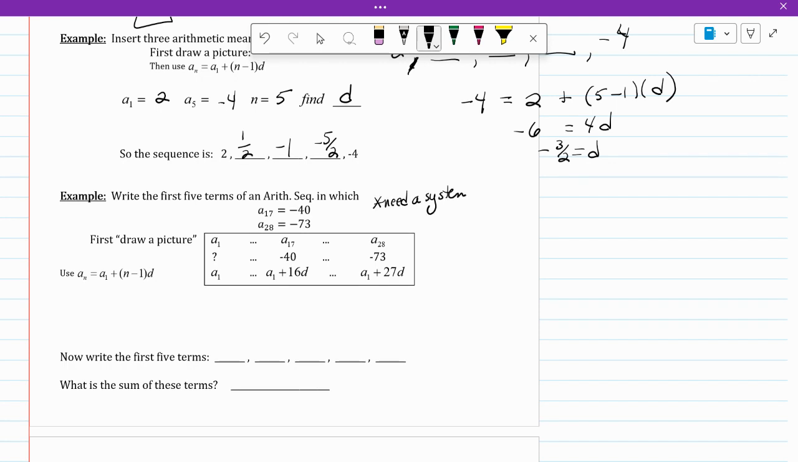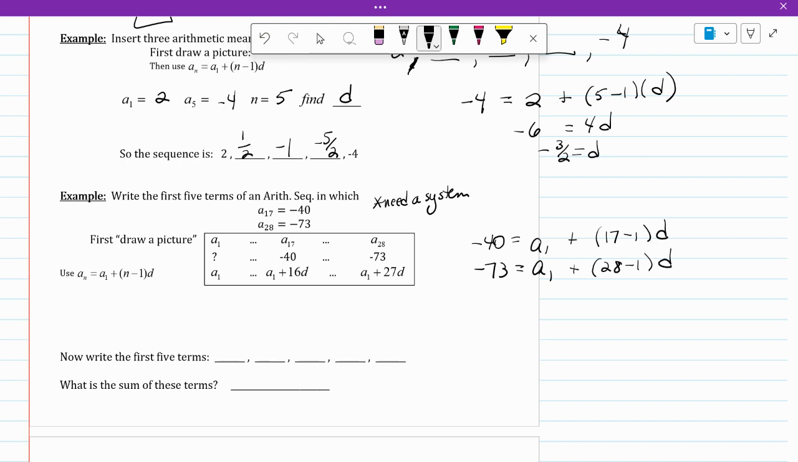So they give me a sub 17. So a sub 17 is equal to, let's see, the first term. I do not know the first term. So I'm going to put a sub 1 plus, I know the n because they gave me a sub 17. So that's 17 minus 1, and I don't know the difference. But then they also gave me negative 73 is the 28th term. So a sub 28, which is negative 73, is equal to, once again, I don't know the first term, plus, that's the 28th term, so it's 28 minus 1 times d.